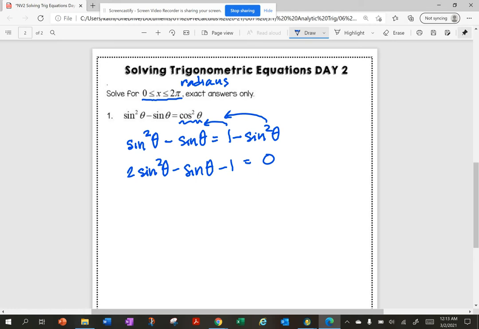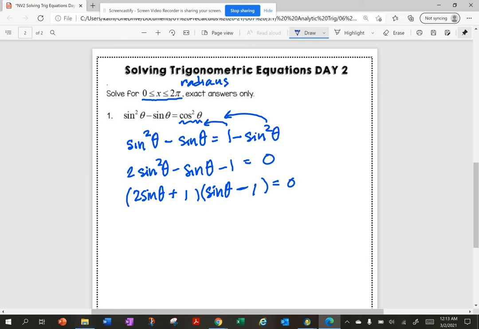I'm kind of looking at this as 2x squared minus x minus 1. So I know I want the factors of 2. So we have 2 sine of theta and 1 sine of theta. I'm looking at the factors of 1. The signs are different. So the higher one is -1. So when I multiply them together, this is going to be the -1 over here. Here's the +1.